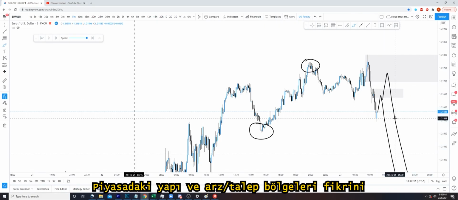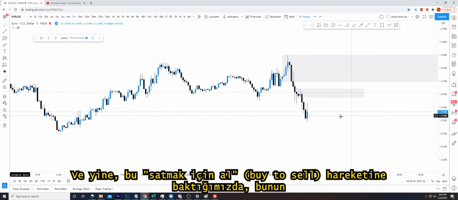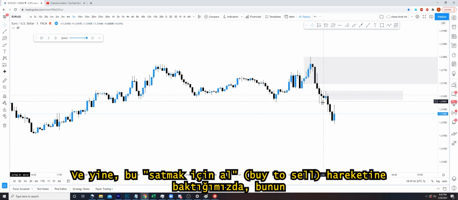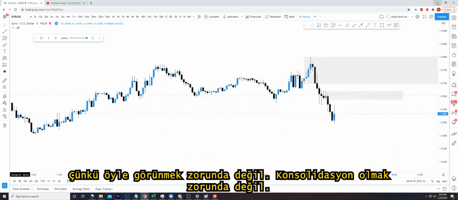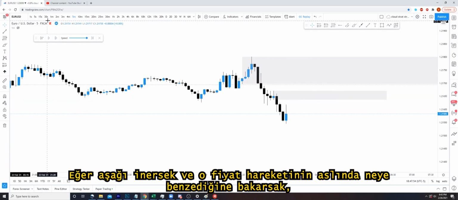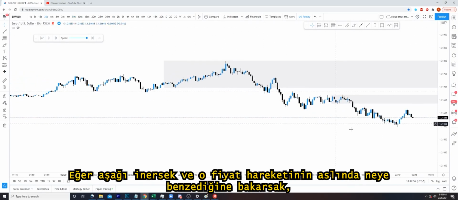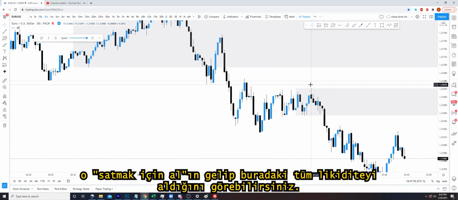This is how we're starting to merge the idea of structure and supply and demand zones in the market. And again, as we look at this buy to sell, we can see that it doesn't look a lot like this buy to sell after there's a ton of liquidity created, because it doesn't have to look like that. There doesn't have to be consolidation. If we get lower and we take a look at what that price action actually looks like, you can see that that buy to sell came and took out all the liquidity here.